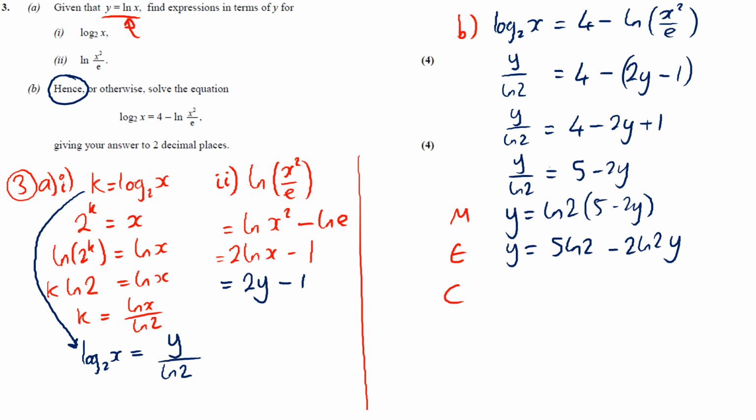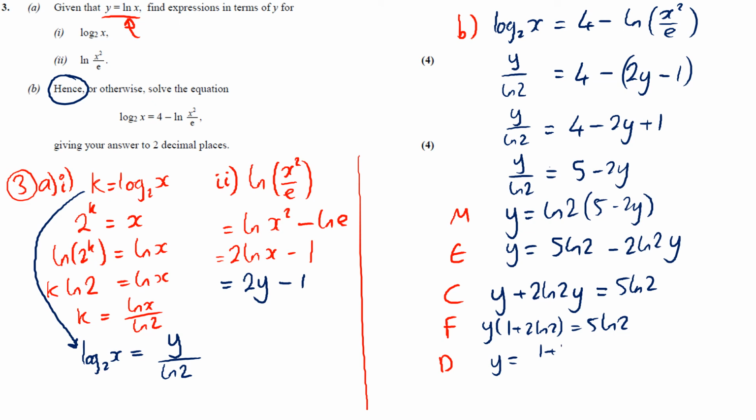We'll collect our y terms together. So we'll have y plus 2 ln 2 y is 5 ln 2. We'll factorize. That'll give us y brackets 1 plus 2 ln 2 is 5 ln 2. And we'll divide. And we'll end up with y is 5 ln 2 over 1 plus 2 ln 2. Now what do we actually need to do? Well, we could work that out as a decimal, I suppose. And we can get that's equal to 1.452.